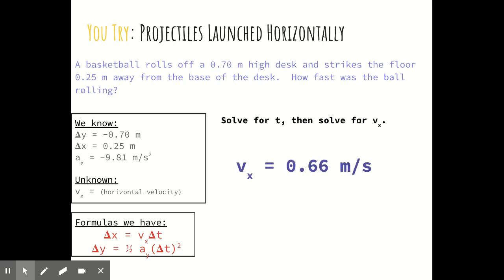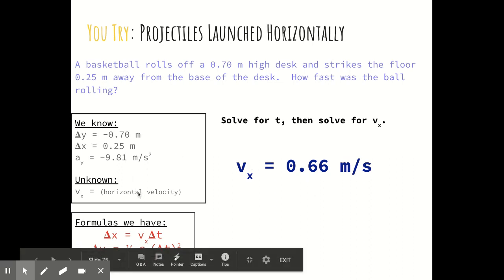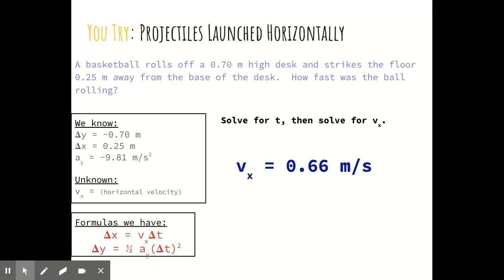If we plug these in, if you look at the bottom formula, the delta y formula, you would plug that in there. You'd have negative 0.70 equal to 1/2 times negative 9.81 times t squared. You would solve for t, and then you would plug that into the delta x formula to solve for Vx. So in the end, you would have ended up with 0.66 meters per second.